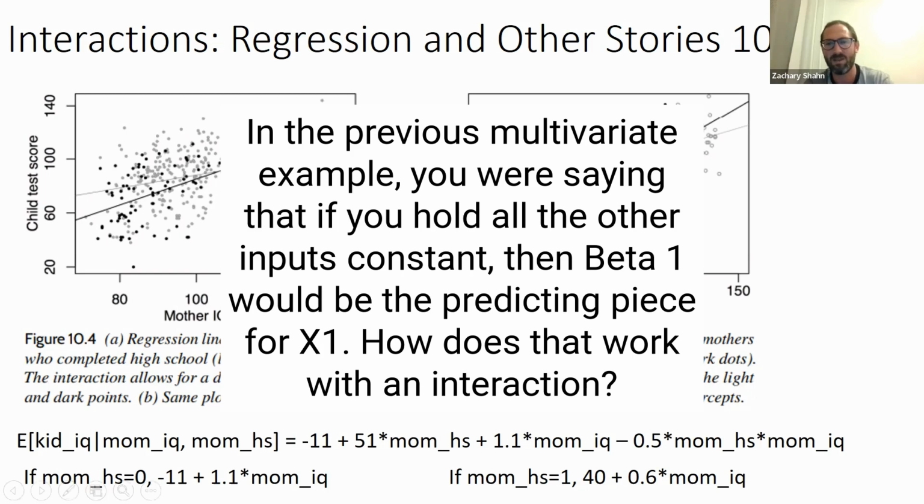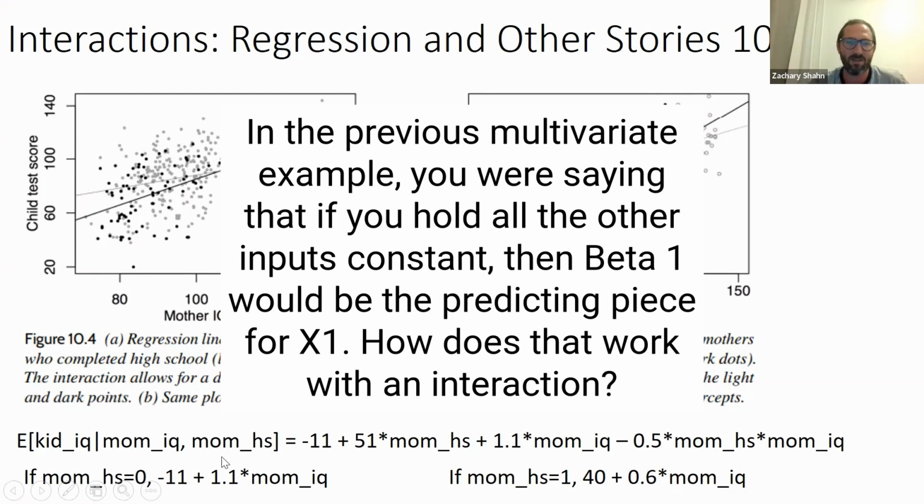If the mom went to high school, so two kids whose moms both went to high school, but who differ by 1 in mom IQ would be expected to differ in their IQs by 0.6. The individual coefficients don't have as much interpretability if you're fitting a model with an interaction, but for each given value of the variable that you're less interested in, so in this case mom high school, you can see what the coefficient of the variable that you're interested in interpreting is.